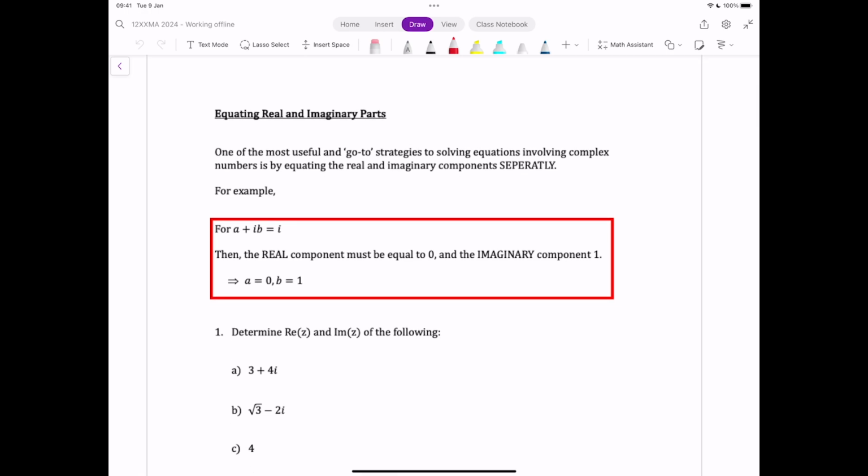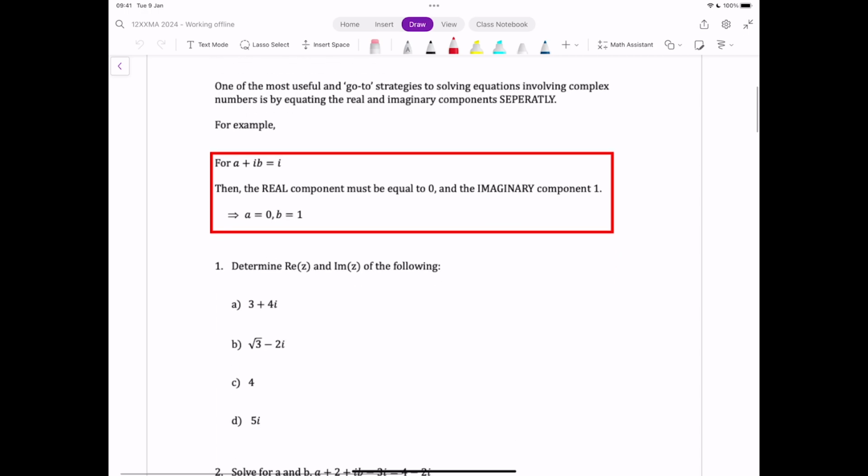Before we do that, we're going to quickly learn how we can equate both real and imaginary components. One of the most useful go-to strategies to solve equations involving complex numbers is by equating the real and imaginary components separately. For example, if a complex number a plus ib is equal to i, we can say that's equal to 0 plus 1i. So the real component of this complex number is 0, and the imaginary component is 1. So for this complex equation, a is 0 and b is 1.